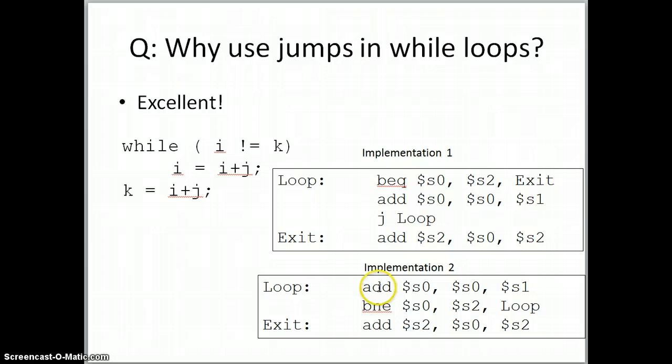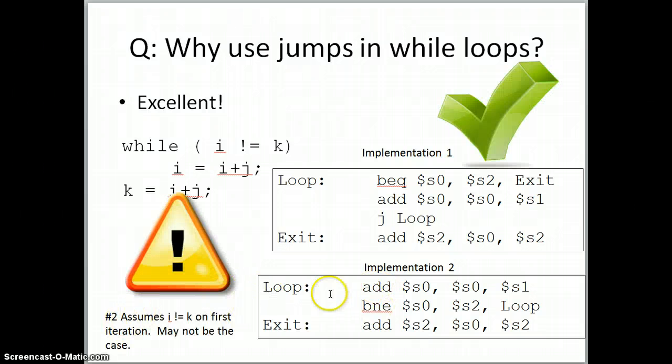Now there's a caveat here. The warning is that this second implementation assumes that I is not equal to k on the first iteration, which may not be the case, and that is not actually what we're saying in this statement. This says check this first, then do it, then repeat, right? Which is exactly what we do here: check this first, then do it, then repeat. If we were doing a do while loop using the same syntax, we'd have this implementation. So it's slightly different, a little bit of finesse, but just watch for that.